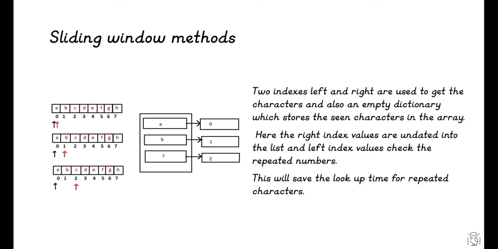For instance, the left and right indices are initialized to 0. It checks if the character that the right points to is there in the dictionary or not. If it's not there, we will update the value and index in the dictionary. Then we will move the right pointer to the next character and increment our result. This goes on till we encounter a repeated character. Then we will increment our left pointer and the process goes on.